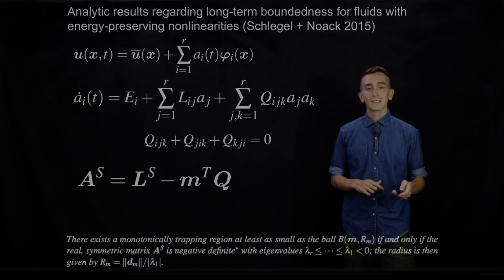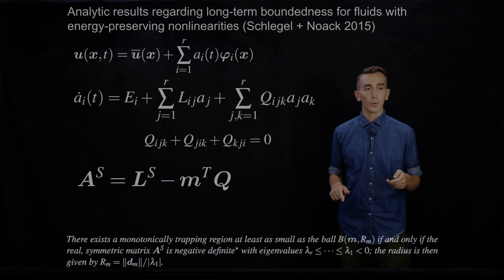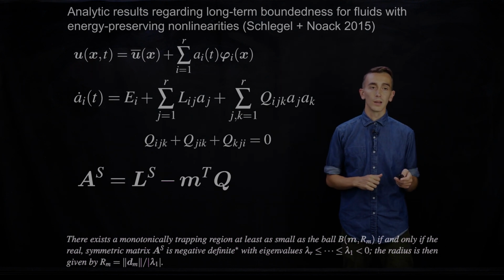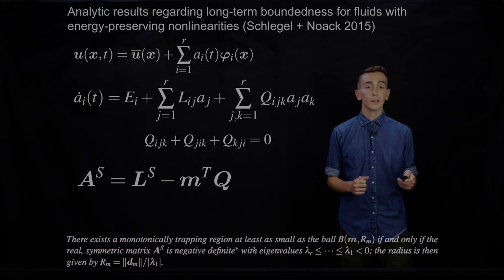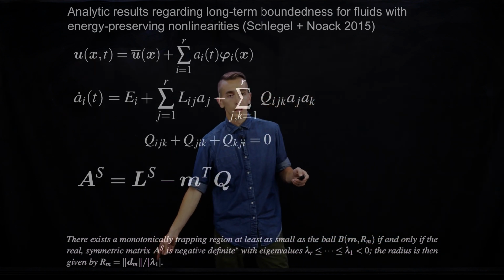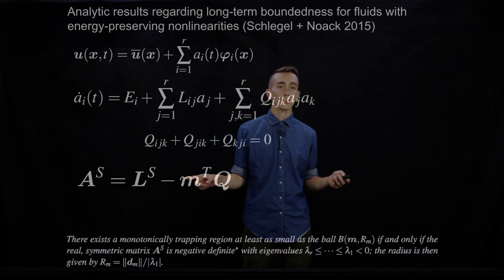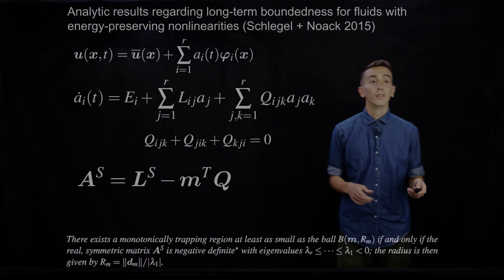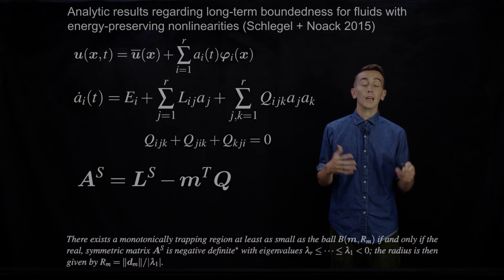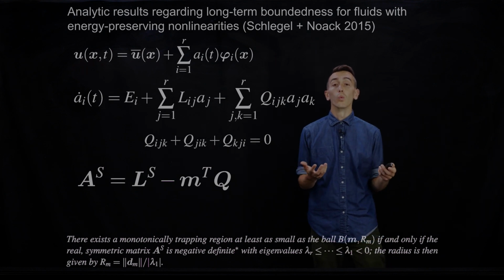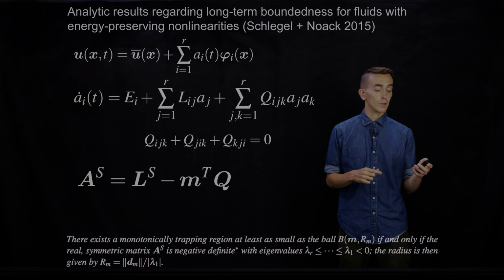So the theorem says there exists a monotonically trapping region at least as small as this ball defined through m and with radius R_m, so this ball centered at m with radius R_m, if and only if the real symmetric matrix A^S is negative definite with eigenvalues ordered in this way. And the radius R_m of this ball is given by this expression, where it depends on the eigenvalues of A^S, so this lambda_1, and this d_m, which I haven't defined here, but basically it's a function of this vector m and the coefficients L, Q, and so on that appear in this equation. So if we know what m is, we can compute the radius, and we can compute this ball and figure out exactly what this monotonically trapping region looks like.